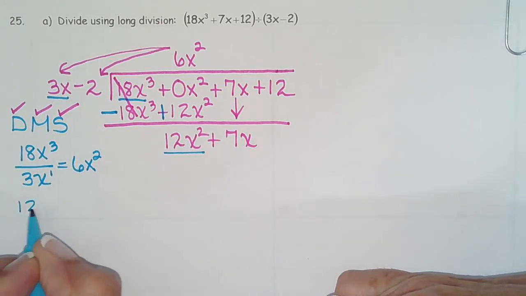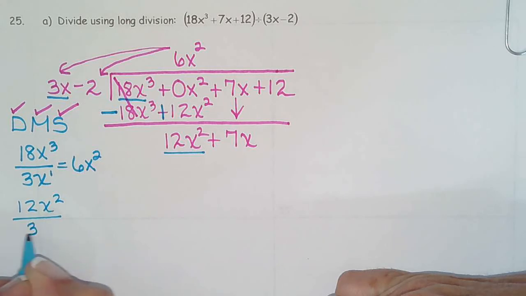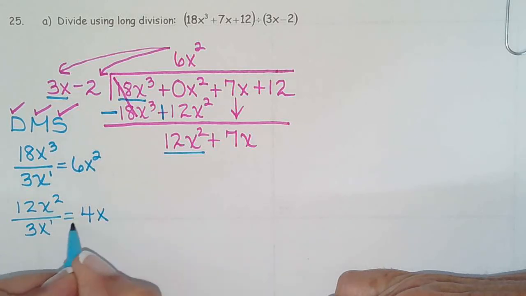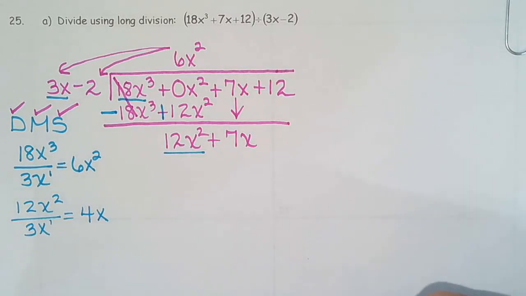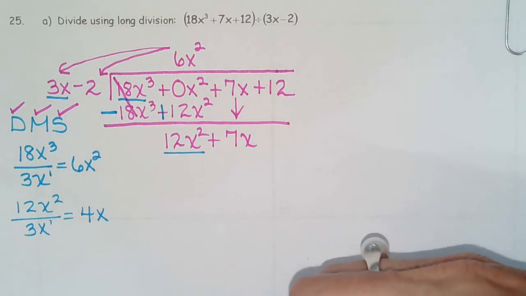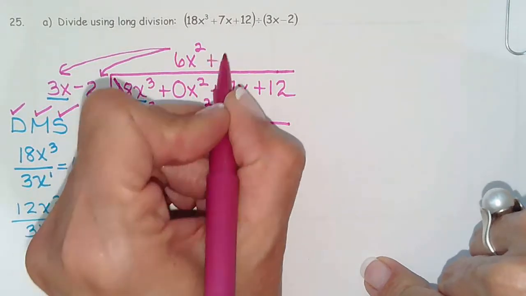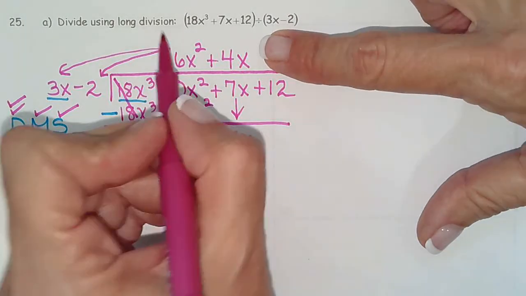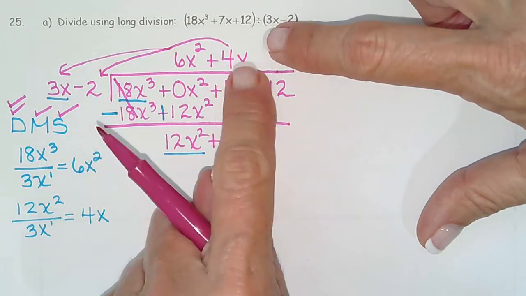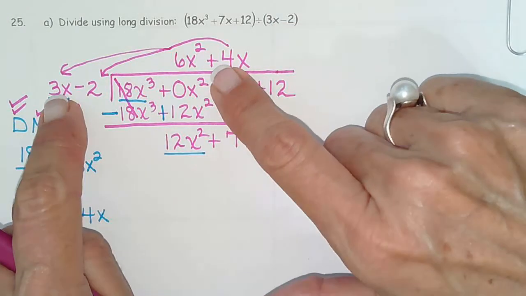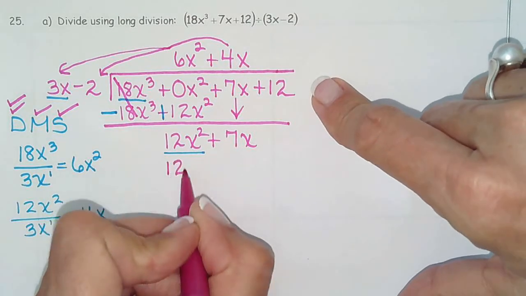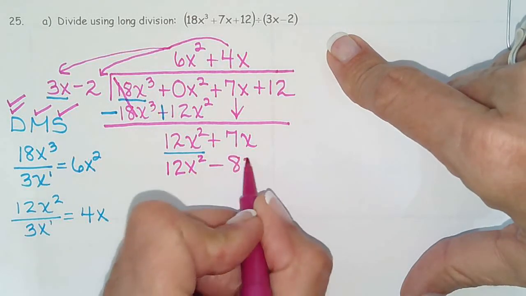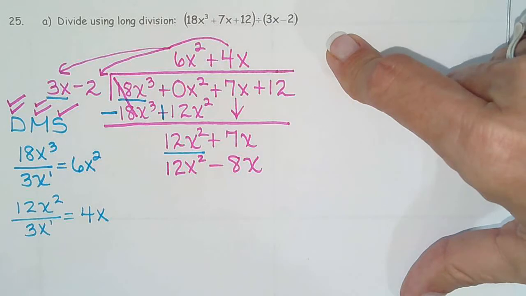So 12x squared divided by 3x is 4x to the first. And there's no sign there. That means it's positive. So up at the top, I write positive 4x. So division's done for the second time. Now I just extend these. So 4x times 3x would be 12x squared, minus 8x. So multiplication's done for the second time.